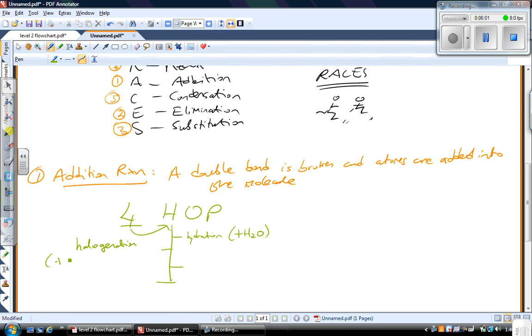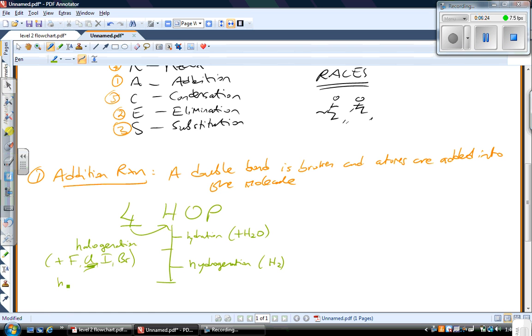Halogenation involves the addition of a halogen atom, which are group 7 elements such as fluorine, chlorine, iodine, or bromine. Specific focus on chlorine in level 3. You have hydrogenation reaction, which is addition of hydrogen, and that's how you return to an alkane from an alkene.